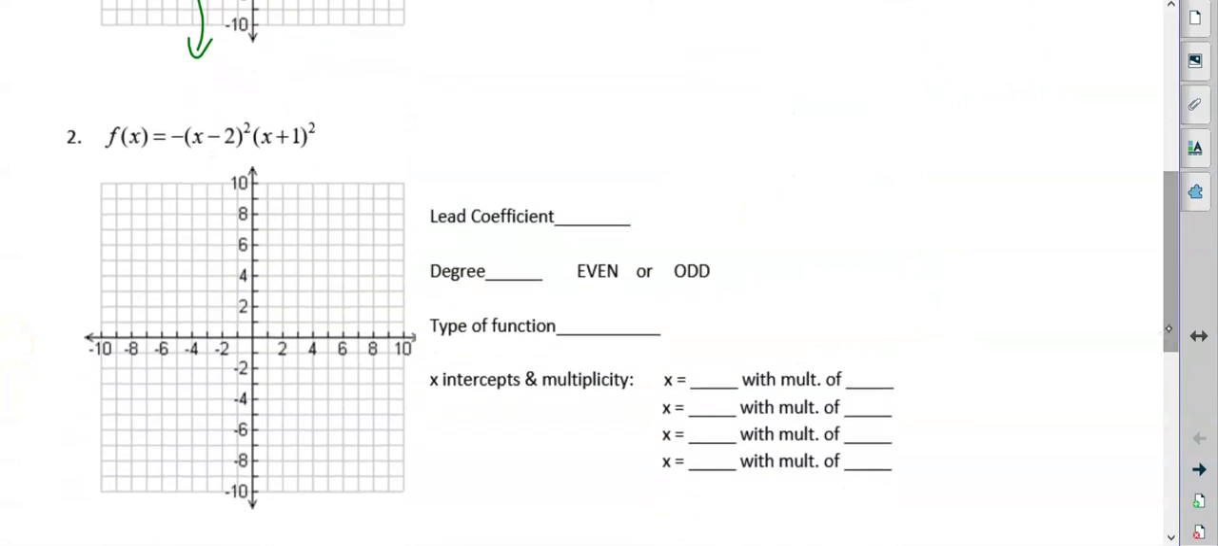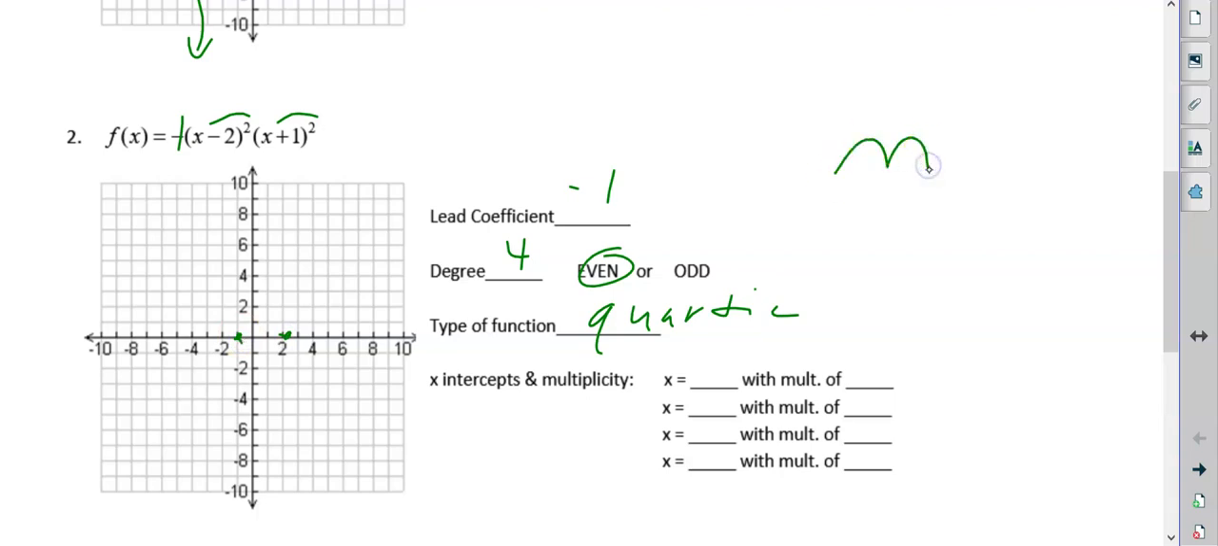All right. Now on this one, notice we have a 2 and a 2. So that is going to be 4, which is an even number. And that's quartic. Okay. Lead coefficient is going to be this -1 out here. And then x minus 2 set equal to 0 is going to give us +2. X plus 1 is going to give us -1. Now remember, with the 4, it's either going to be an M or a W. Being that it's negative, it's going to be an M.